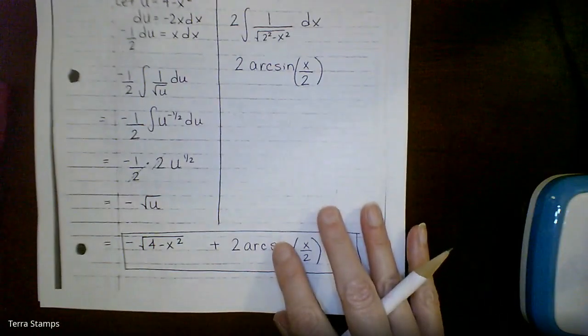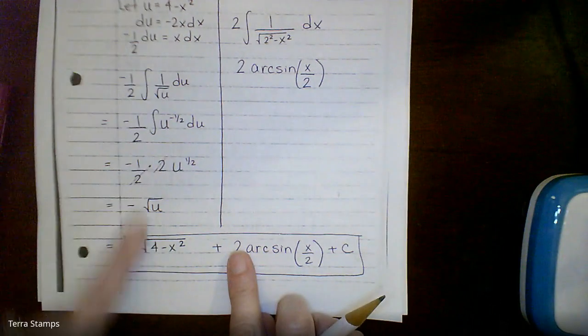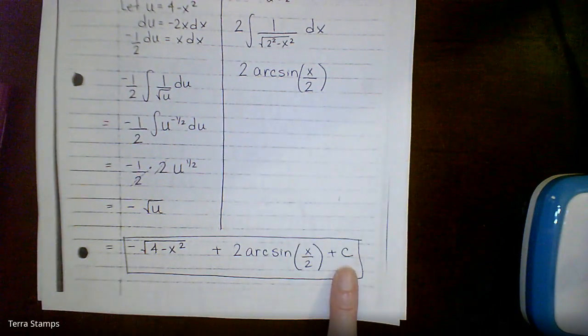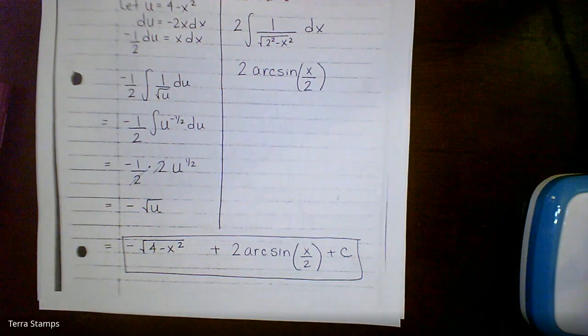And then just pulling those two answers together. I've got my answer from this first integral, and then I've got the answer for this integral, and I'm just going to throw one constant of integration at the end. I don't need 2 of them. If you just wanted to throw 2 of them on there, you can.